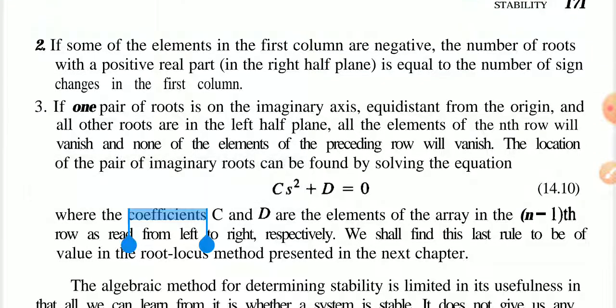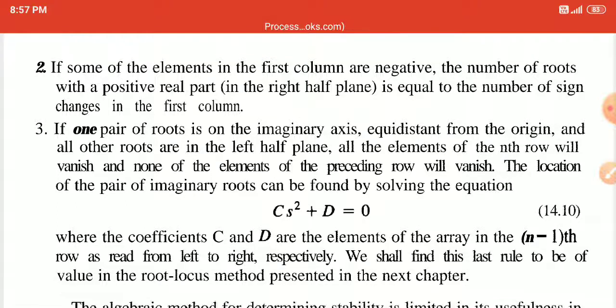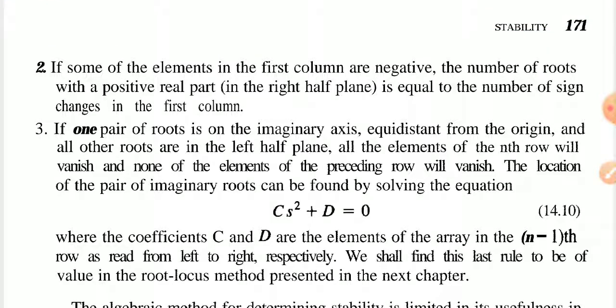Second one: if some of the elements in the first column are negative, the number of roots with a positive real part in the right half plane is equal to the number of sign changes in the first column also.